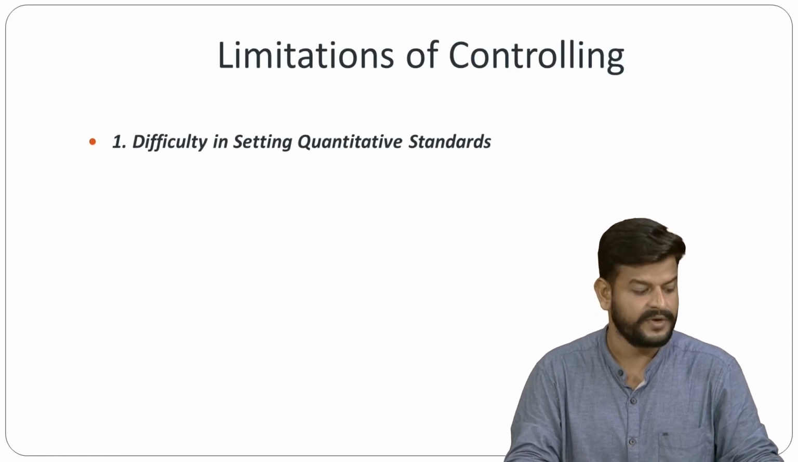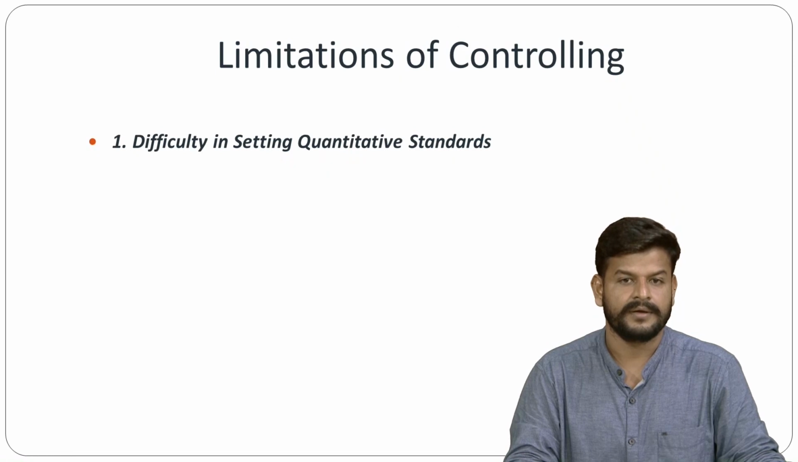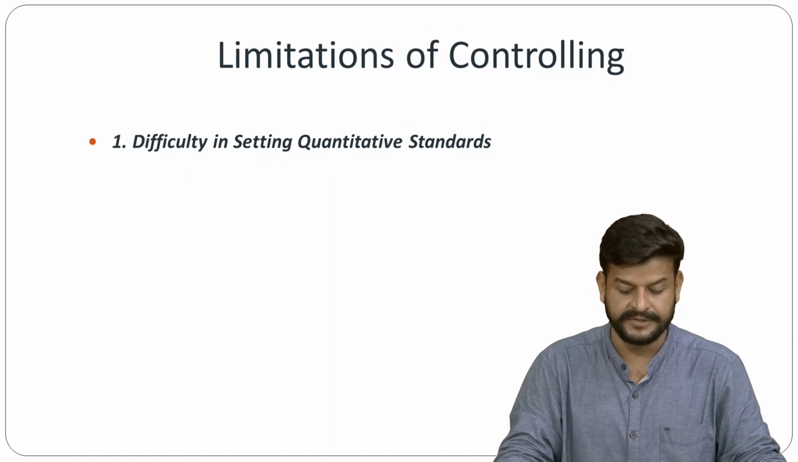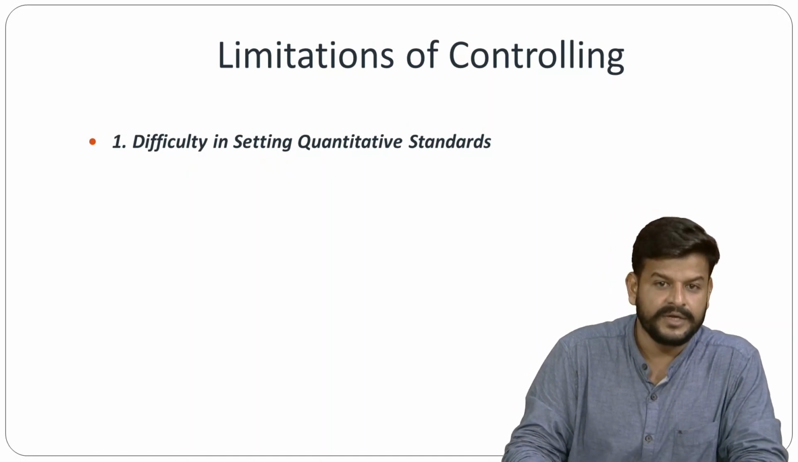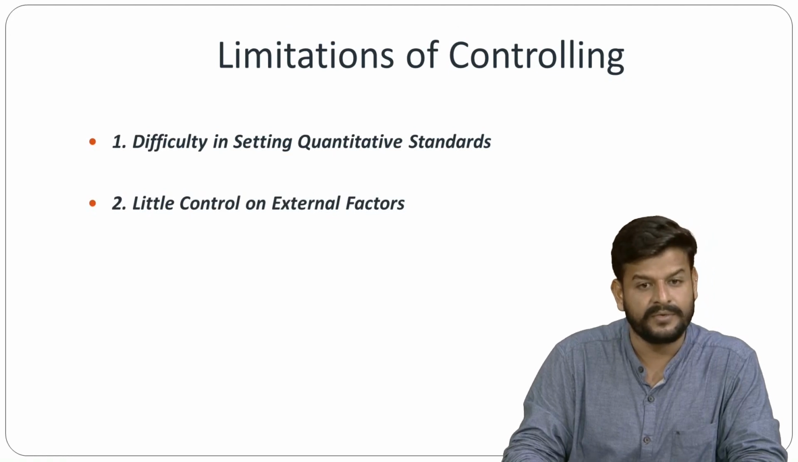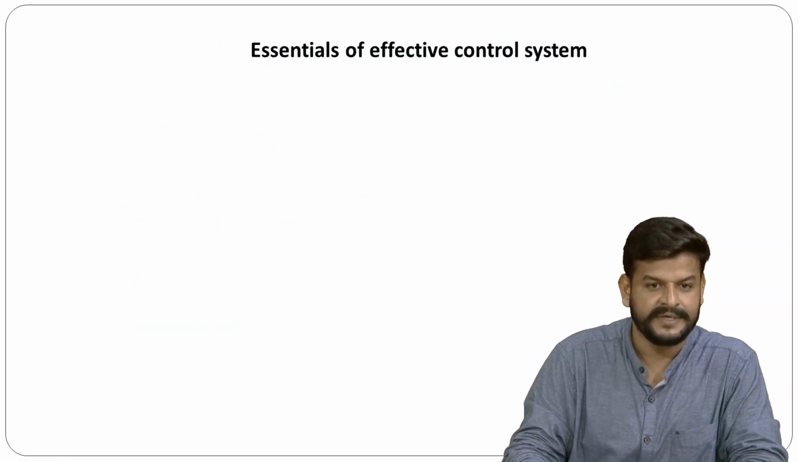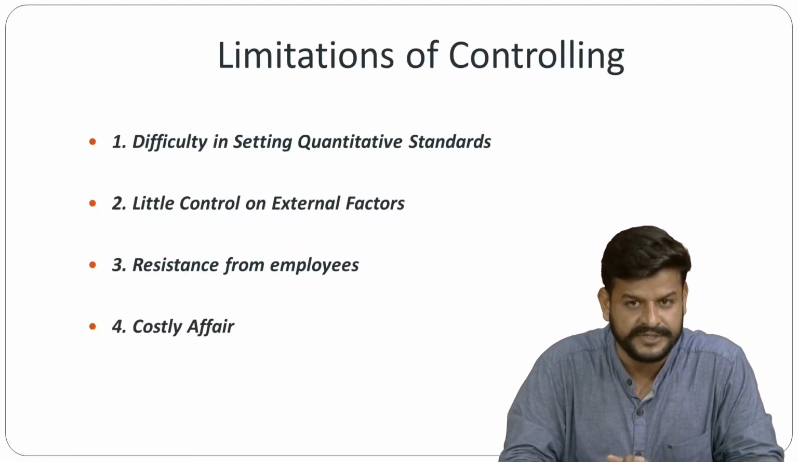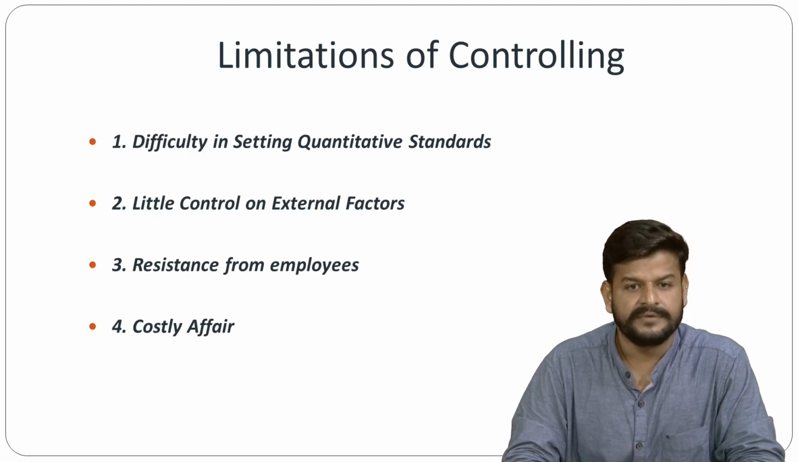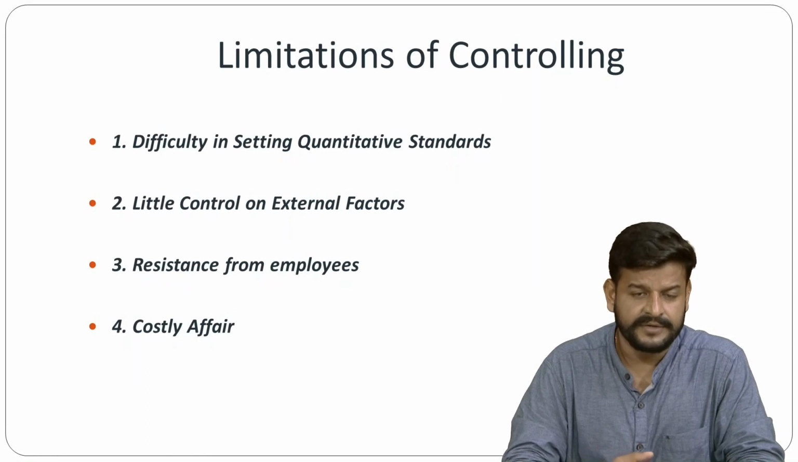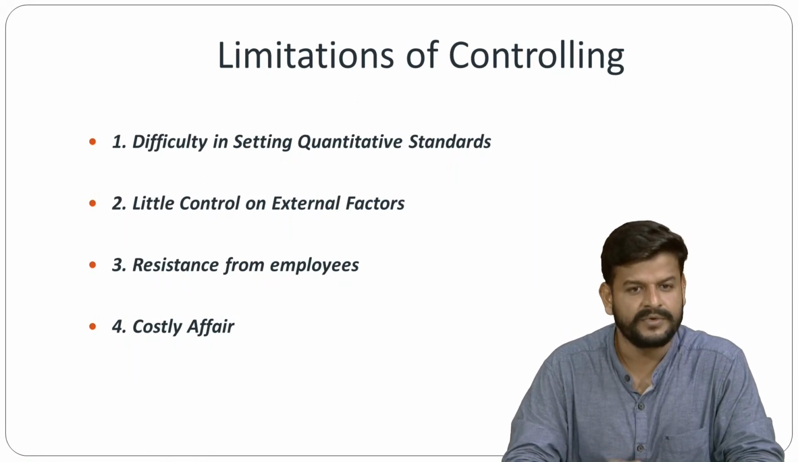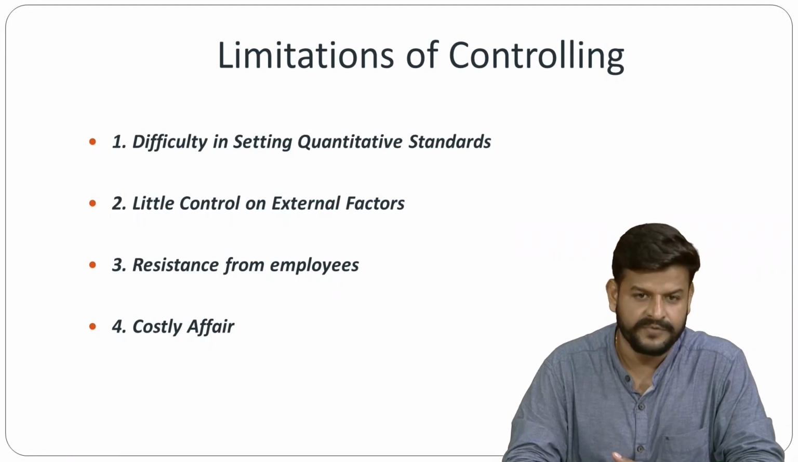There are a good number of limitations too, so we have to take care of those limitations as well. Difficulty in setting quantitative standards, little control on external factors, resistance from employees, costly affairs. So, these are the basic limitations of controlling. Many times we are unable to set quantitative standards, on external factors any organizational control is lesser only, and resistance from employees.